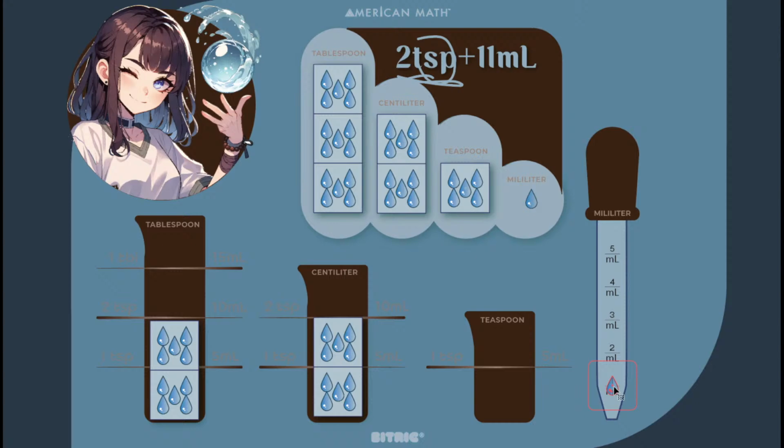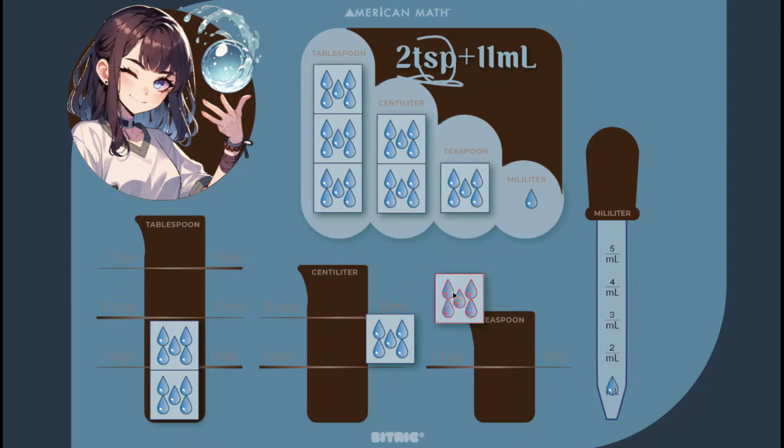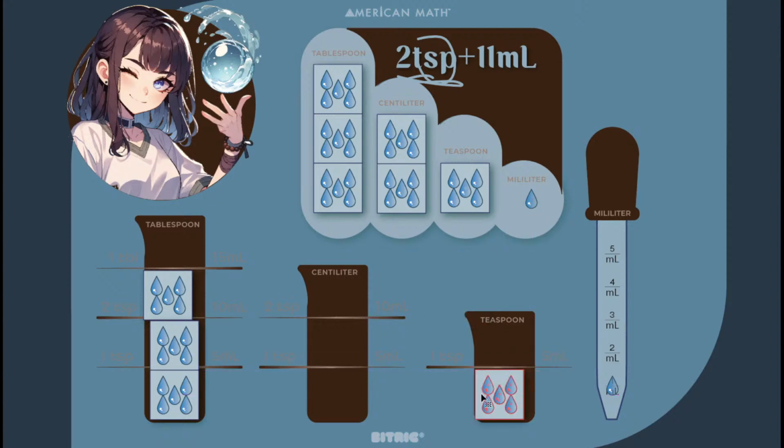Also, we could break the centiliter into 2 separate pieces. So we can break that up into 2 teaspoons, put 1 in the tablespoon column, and then put 1 into the teaspoon column to give us 1 tablespoon, 1 teaspoon, and 1 milliliter. Excellent job.